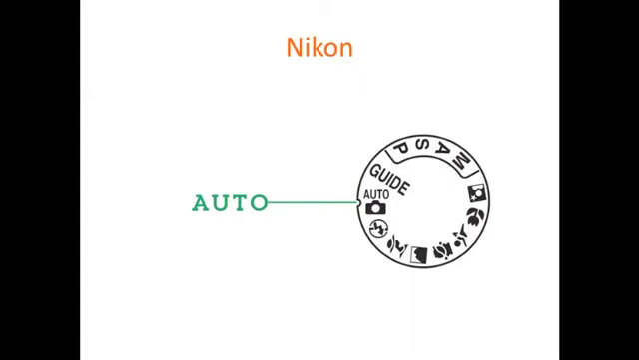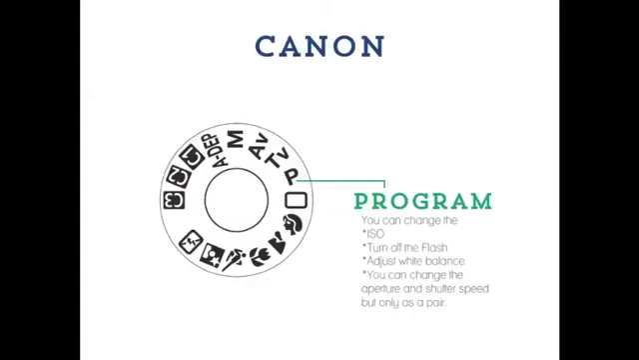And basically what auto means is your camera is choosing all the settings for you. So it has complete control over your exposure. The next setting is a setting that a lot of people get a little bit confused on. What's the difference between program and then auto?